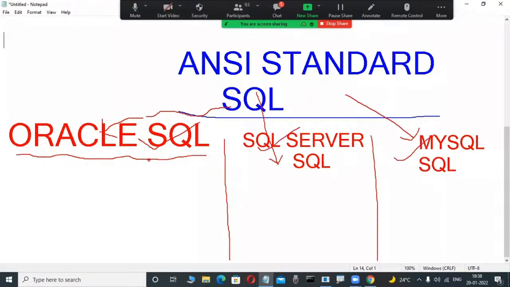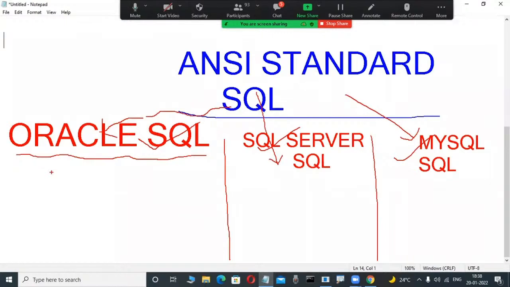Conceptually means table is there, view is there, procedure is there, function is there, trigger is there, package is there in Oracle SQL. Here also in SQL Server, what is table, what is view, what is synonym, what is index, procedure, function, trigger, same. Conceptually, MySQL also has table, procedure, function, trigger, package, the same conceptually, but syntactically totally different.